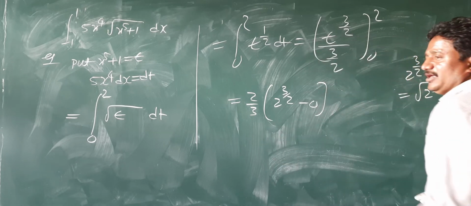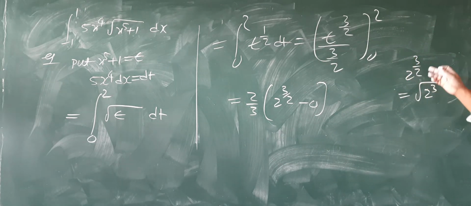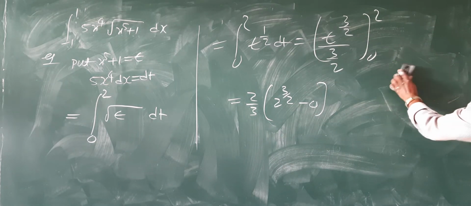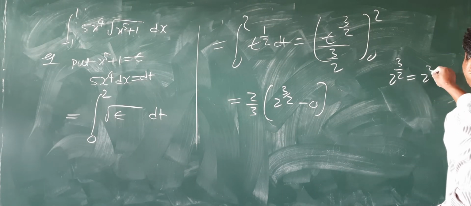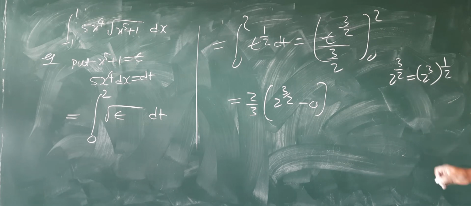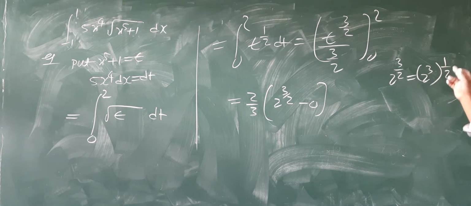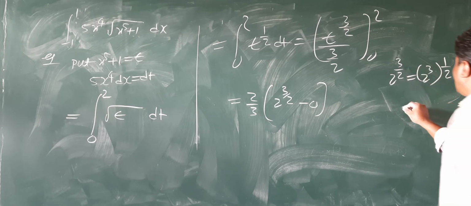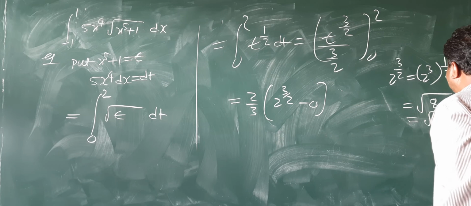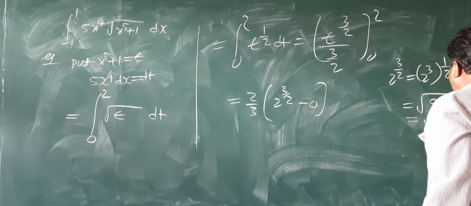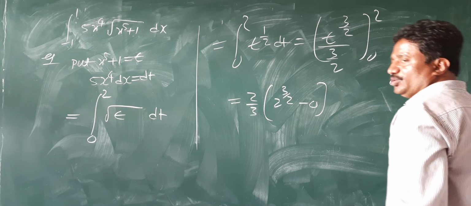Let us calculate. 1 by 2 means root, so take it like this. So 2 power 3 by 2 is 2 cube whole power 1 by 2. A power m whole power n is m into n, 3 into 1 by 2 is 3 by 2. So square root of 2 cube, 8. So 8 is 4 twos. So it is 2 root 2.